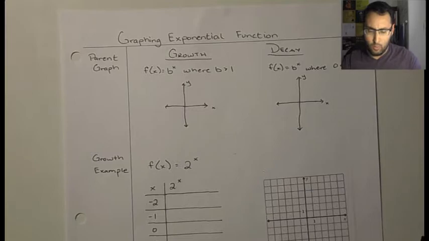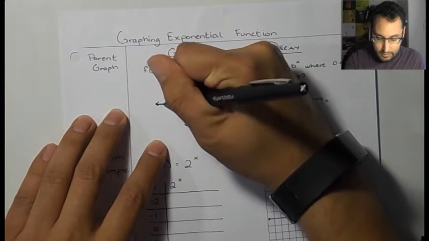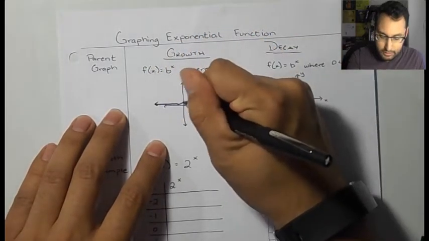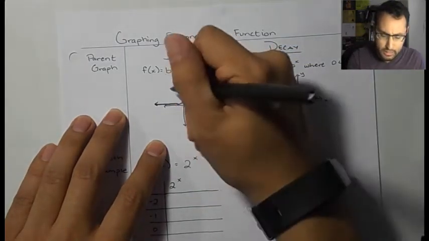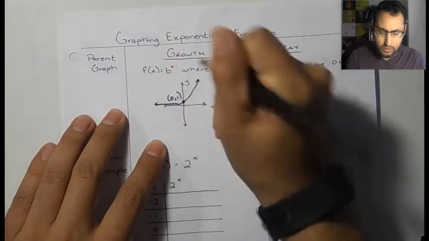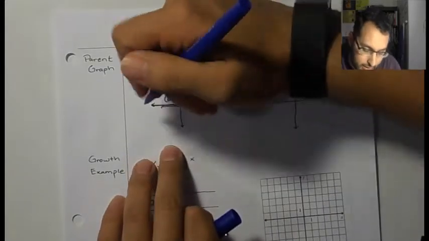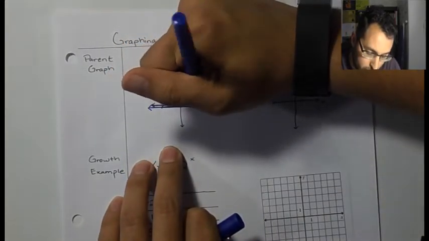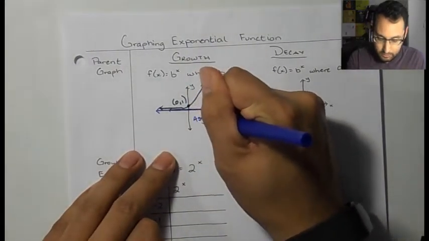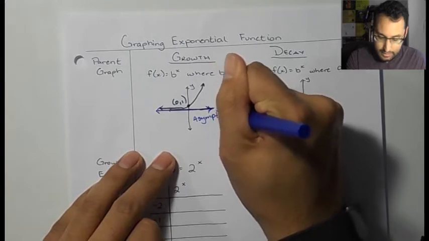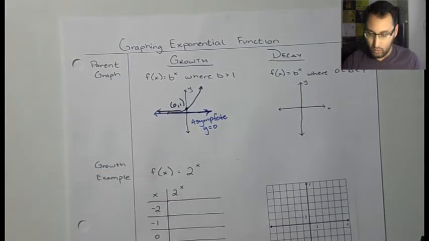So I'm just going to give you an example of what it looks like and key features of it. So for growth, it kind of hugs the x-axis, but then increases super fast. In a simple growth function, it always crosses the y-axis at the coordinate 0, 1. And I'm just going to draw this here, the asymptote. I'm drawing this in blue. Hopefully you can tell that from the camera. This is our asymptote. And the equation of that line is y equal to 0. That is where the x-axis is.